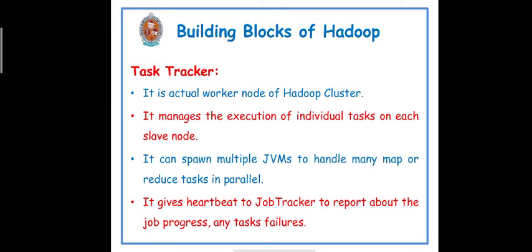Coming to task tracker, the basic function of the task tracker is following the orders of the job tracker and updating the job tracker with its progress status regularly. It is the actual worker node of the Hadoop cluster. It manages the execution of individual tasks on each slave node. It gives a heartbeat to the job tracker to report about the job progress and if there are any task failures.